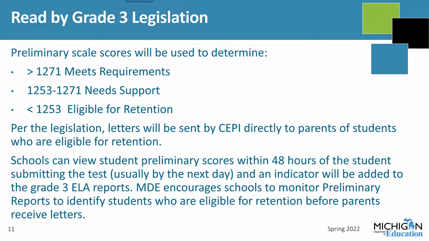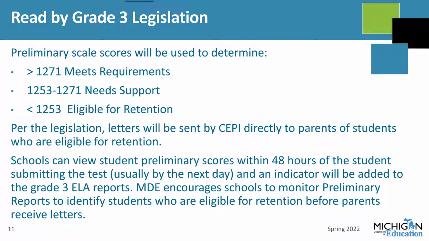Preliminary scale scores will be used to determine the Read by Grade 3 indicator, which will be visible on the Grade 3 ELA preliminary reports. Preliminary scale scores include all of the machine's scorable items on the test, which for Grade 3 ELA means all of the items except the passage-based writing prompt. To determine students who meet requirements, need support, or are eligible for retention, MDE will use preliminary scale scores.